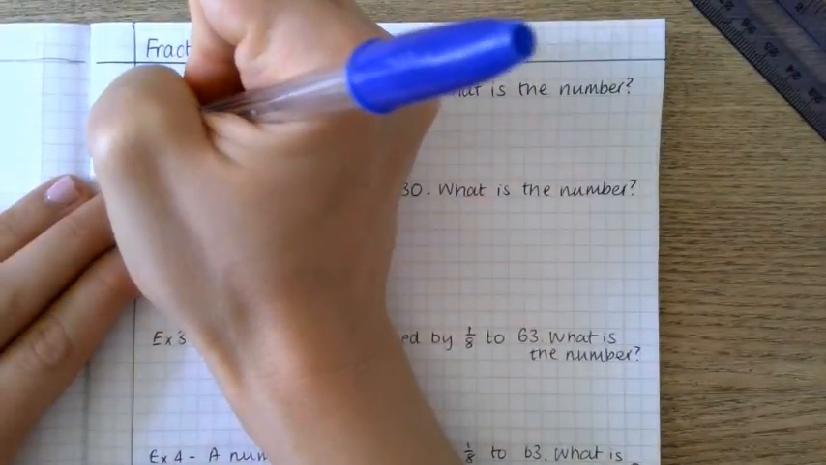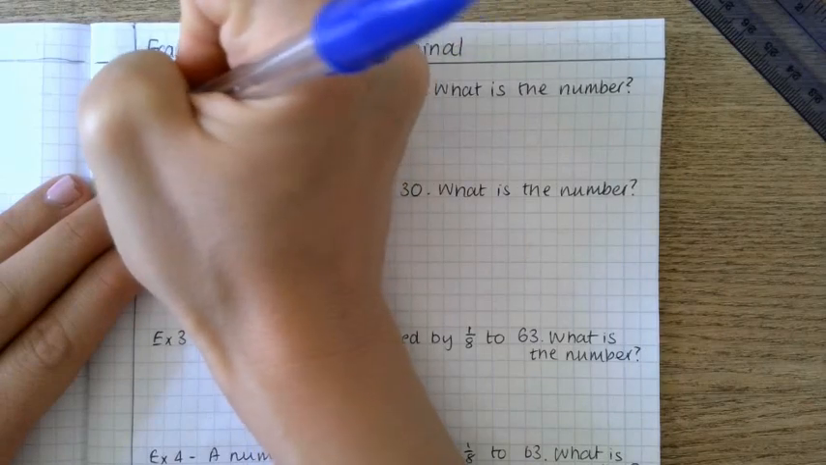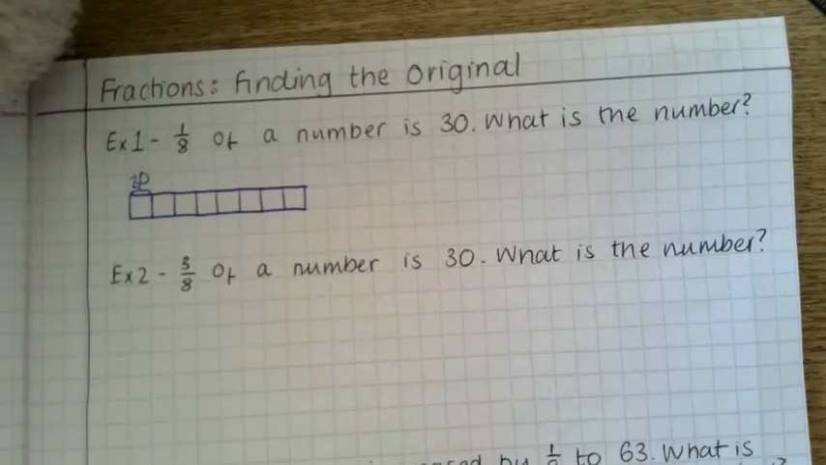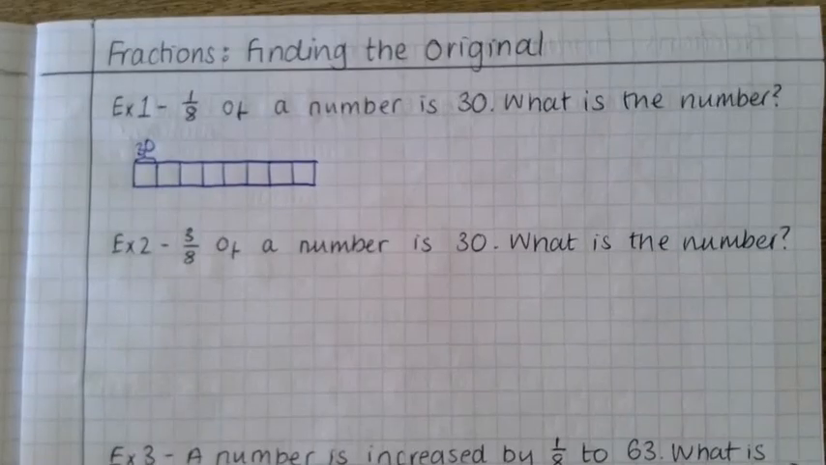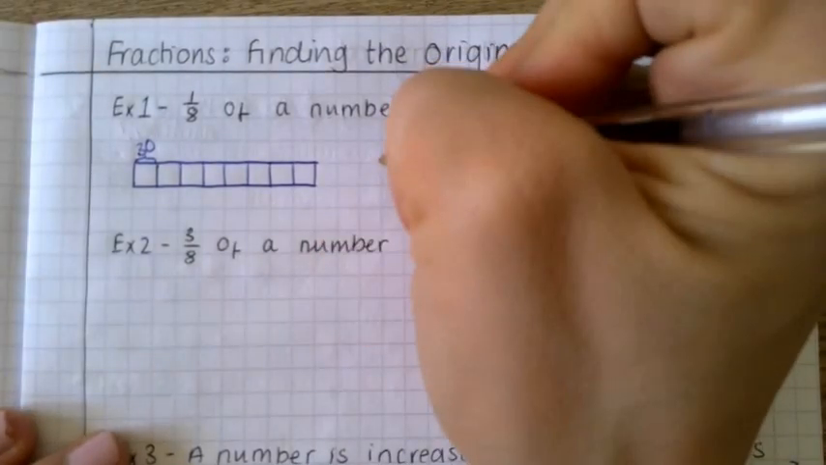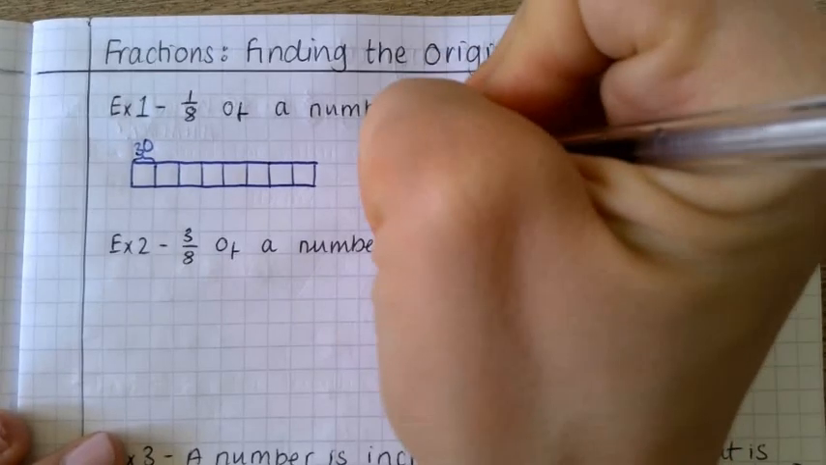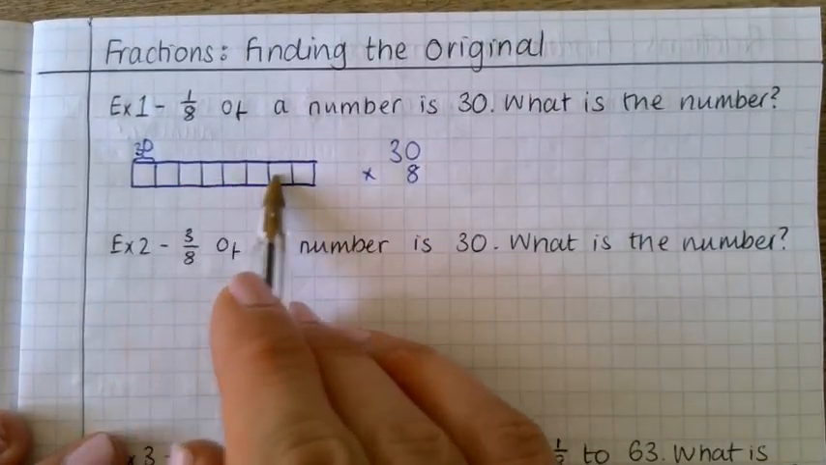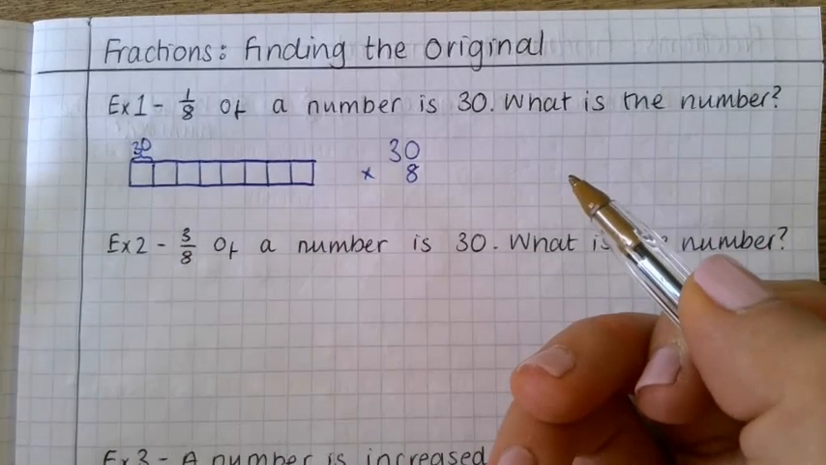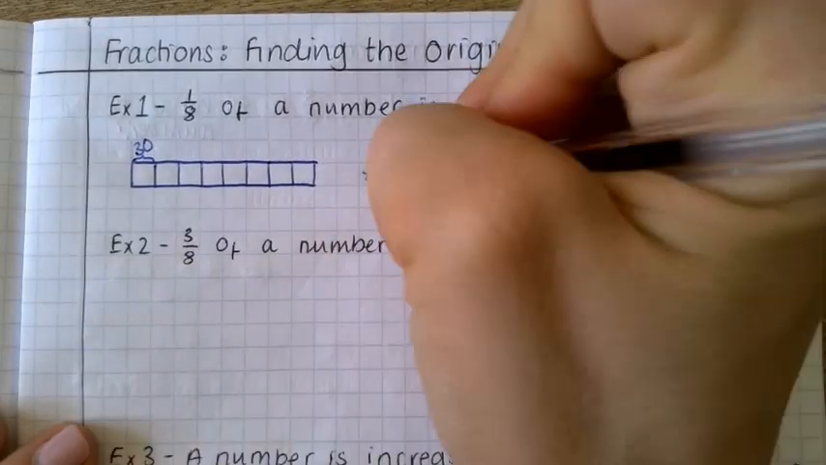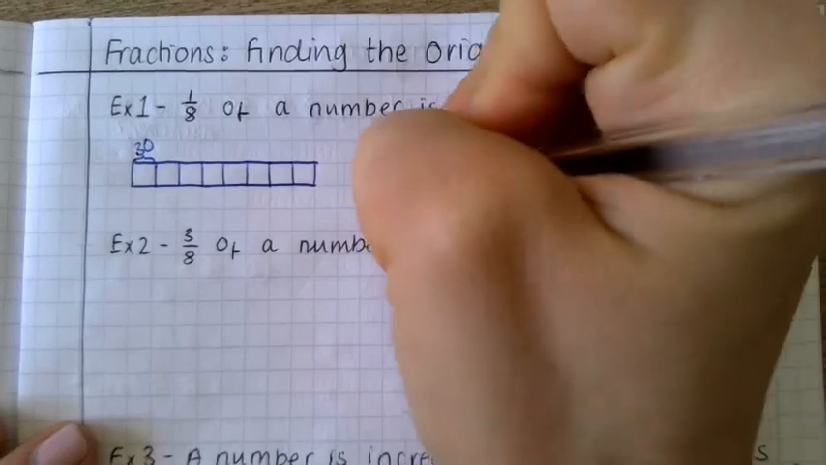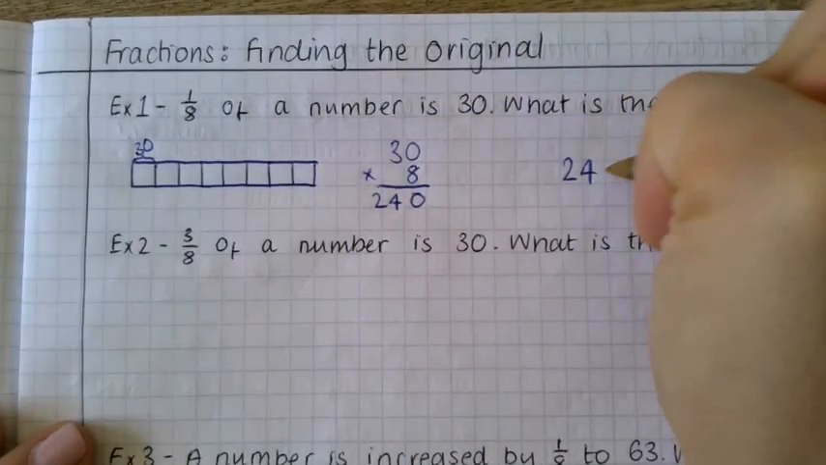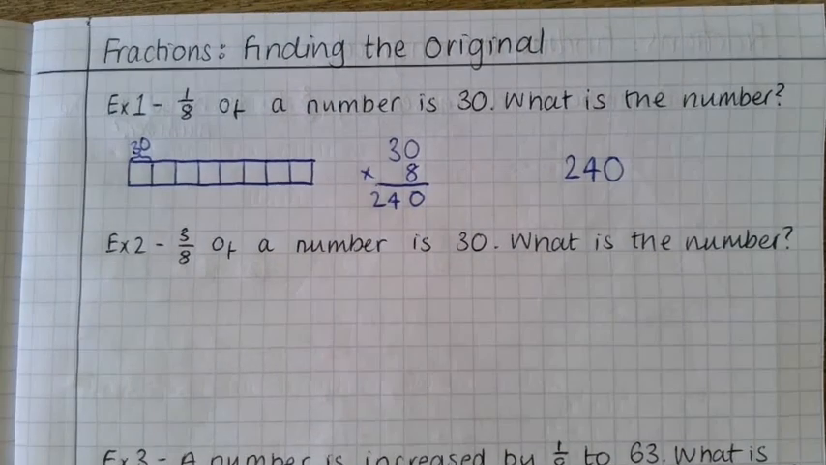So if one of these little squares is 30, then I can find the original number by doing 30 multiplied by 8, because if each little square is 30 and I have 8 squares, then the original number would be 8 times 30, and this would be 240. So our answer here is 240.